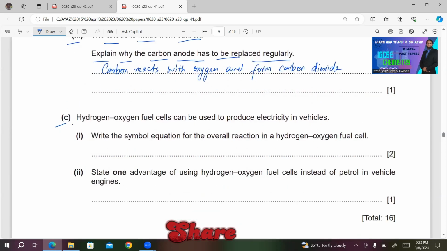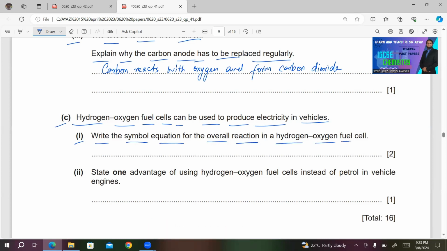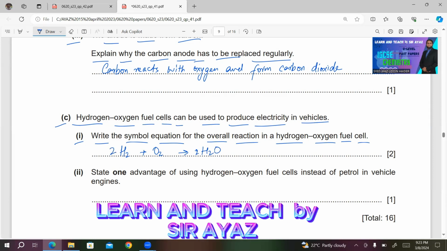Number C, hydrogen oxygen fuel cells can be used to produce electricity in vehicles. Number 1, write the symbol equation for the overall reaction in a hydrogen oxygen fuel cell. So the overall reaction is the formation of water from hydrogen gas and oxygen. So this will be the equation. H2 plus O2 gives H2O. Let's balance the equation. So I'll write 2 in order to balance oxygen. So we need to write 2 here also.